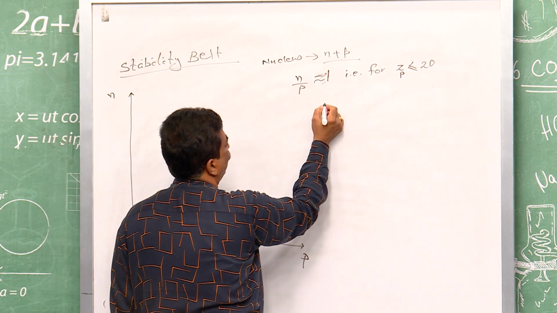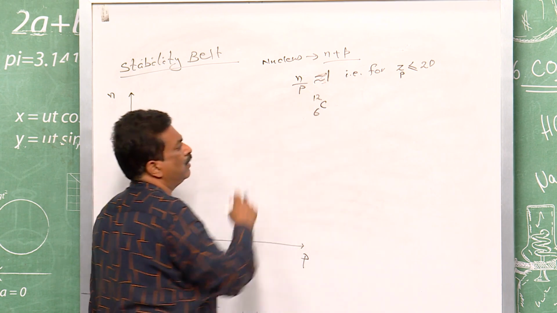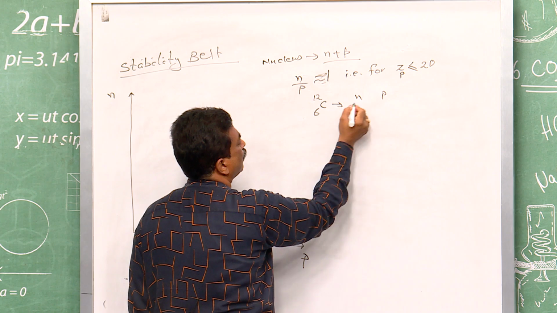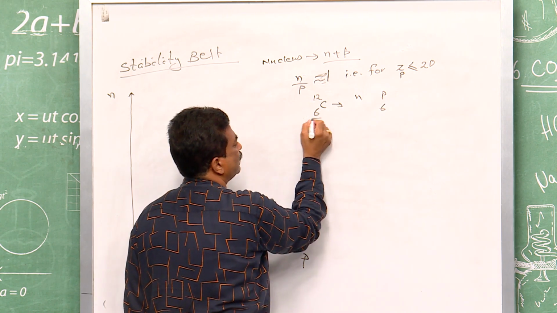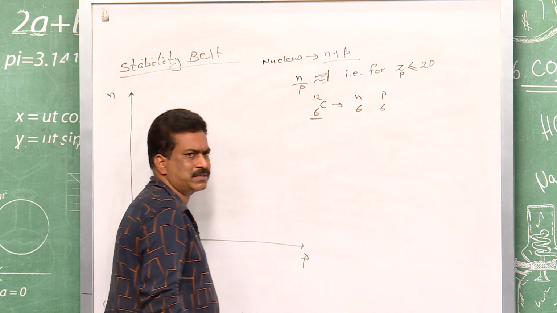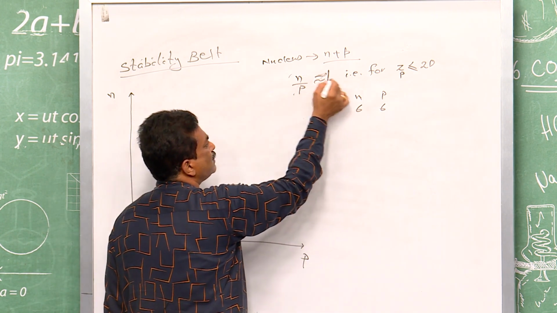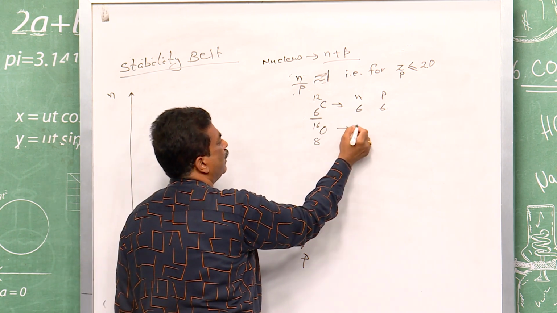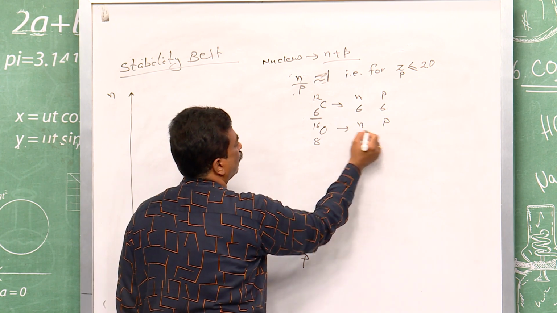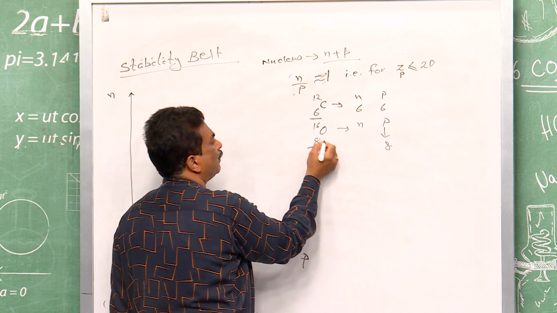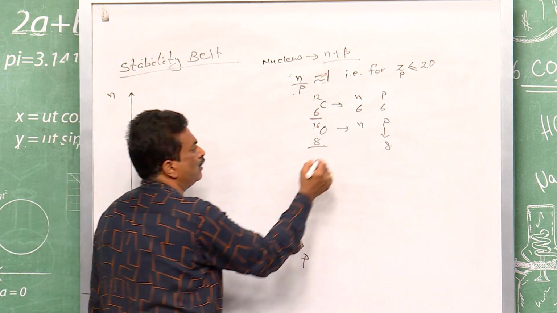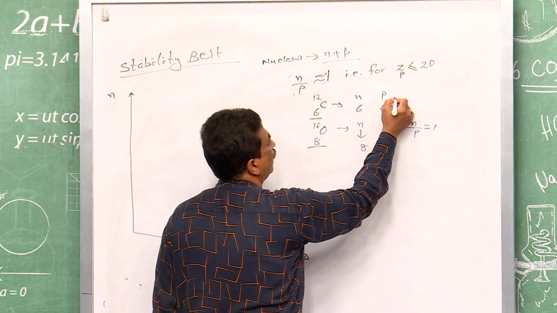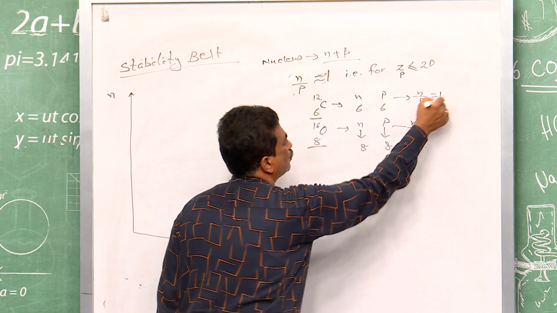Suppose we consider carbon, C-12 with atomic number 6. The proton number will be 6, and the neutron number will be 6. So neutron by proton is equal to 1. Suppose you go for oxygen, O-16. The proton number will be 8, so 16 minus 8 gives the neutron number, which is 8. Therefore, neutron by proton is equal to 1. Here also neutron by proton is equal to 1.